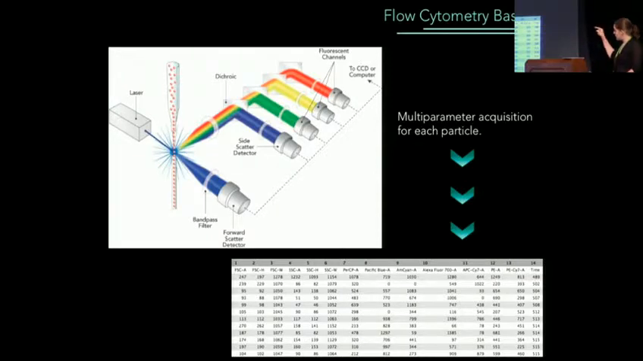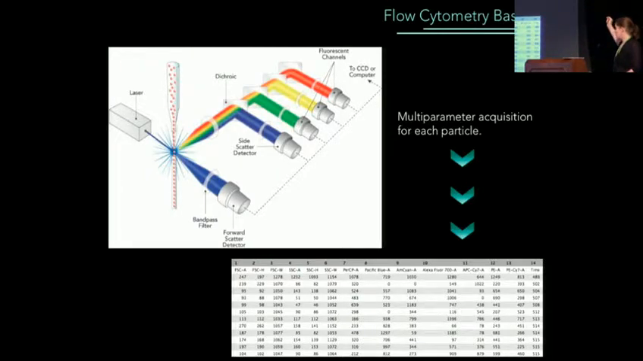There's a laser that's shone through the cells, and the light emitted from that is captured by a bunch of different channels. You have two things: forward and side scatter, which give you an idea of the size of your particle, and then all of the fluorescent channels that capture information about what antibodies are linked to your cell samples. All of those parameters are acquired for each particle, which is also called an event.